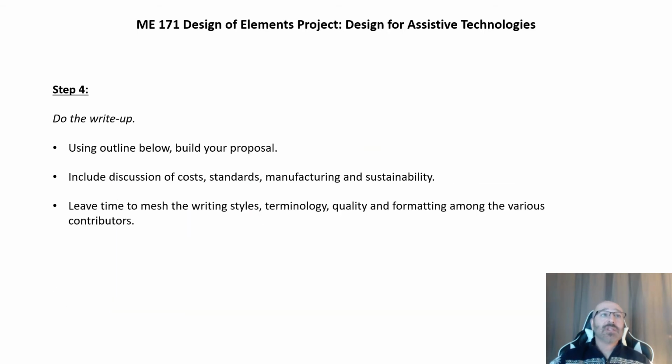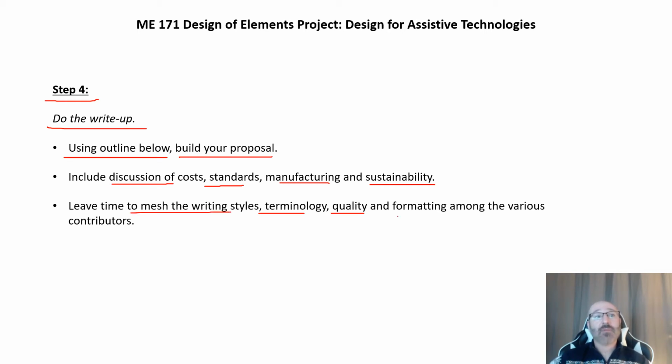This now leads us into step 4, which is the actual write-up. So use the outline that I'm going to show in the following slides. Build your proposal. Include discussions of costs, your standards, manufacturing, and sustainability. Leave time to mesh the writing styles, terminology, and quality in the formatting among various contributors.